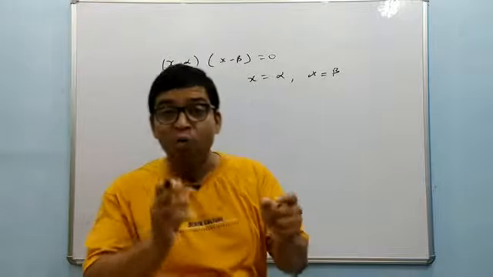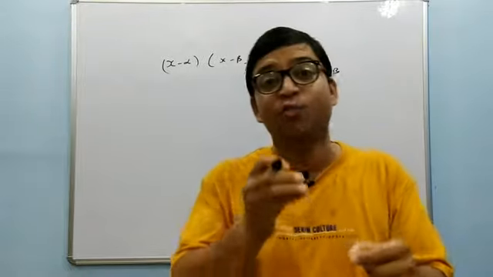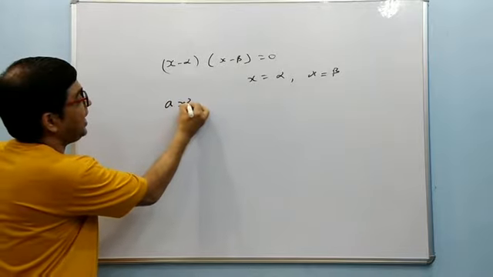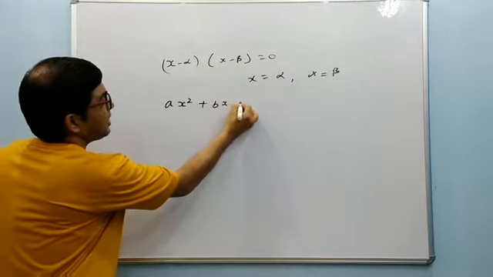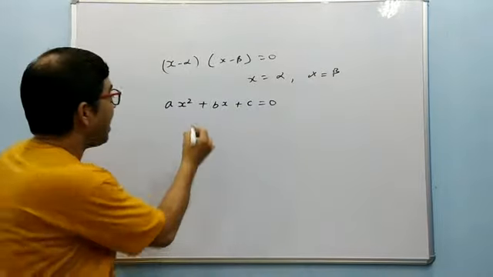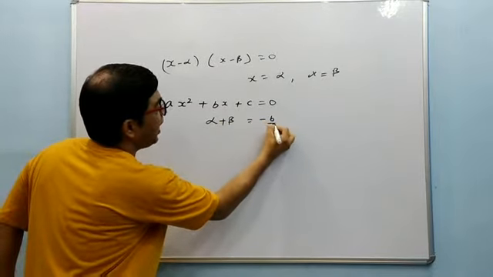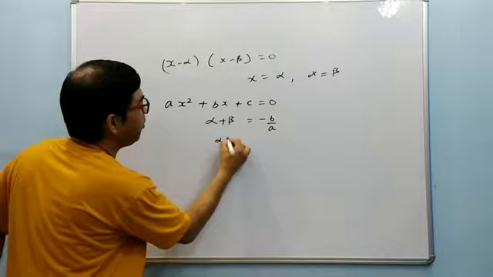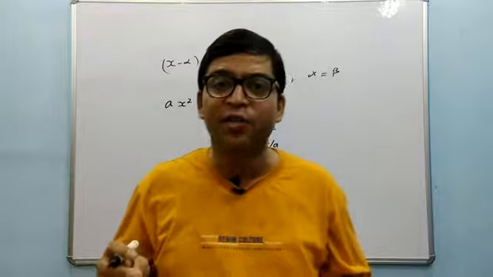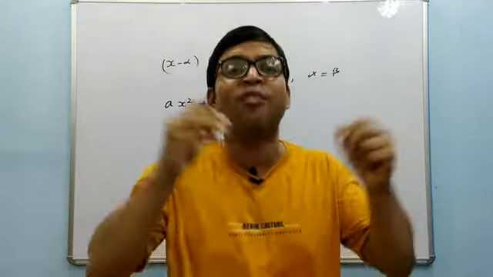Now we will obtain what is the exact relation between the roots and the coefficients of the quadratic equation. The standard quadratic equation is taken as ax square plus bx plus c is equal to 0. If its roots are alpha and beta, alpha plus beta is all the time minus b by a and alpha into beta is c by a. So wherever a quadratic equation is given, we can get the sum and product of the roots free of cost.